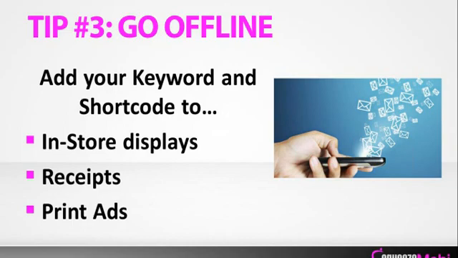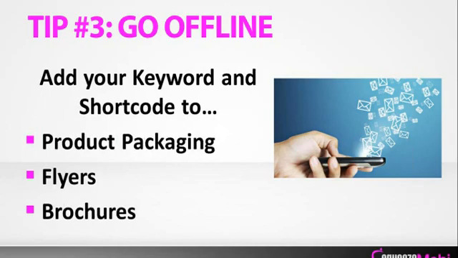All right, so you will be amazed by how many people see your keyword and your shortcode in offline methods compared to your website, your Facebook page, your Twitter, your emails. All right, so when you start off your campaign, make sure that you post your keyword and shortcode everywhere. So yeah, in-store displays, on your receipts, if you have the capability to add something onto your receipts, do that. All right, print ads. If you're still doing newspaper and stuff like that, you can also do that.